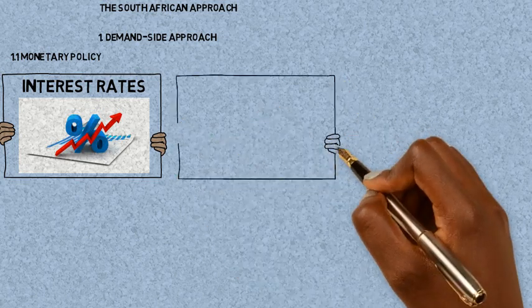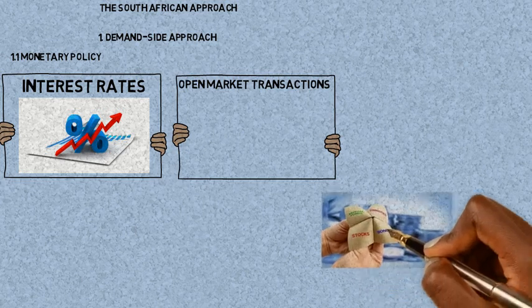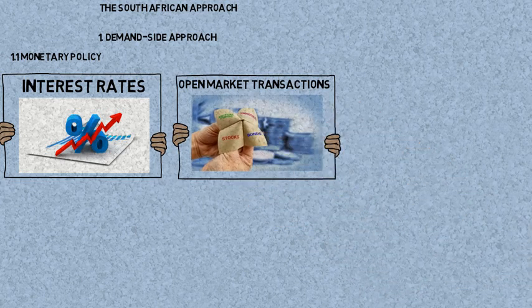The next one that we have is open market transactions. In order to restrict credit, the South African Reserve Bank is going to sell securities. When banks buy these securities, money flows from the banks to the South African Reserve Bank. The banks have less money to lend, and this means that they cannot extend as much credit as before. They can't give out as many loans as before. In order to encourage credit creation, the South African Reserve Bank is going to buy securities. This means that money is going to flow into the banking system.